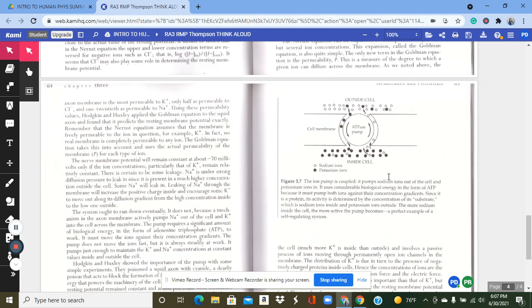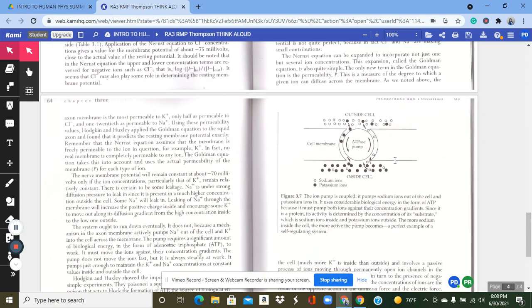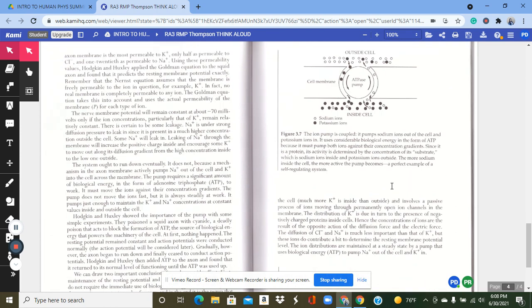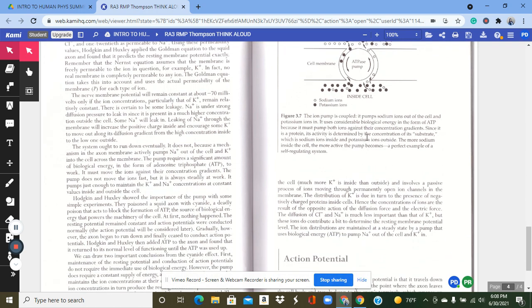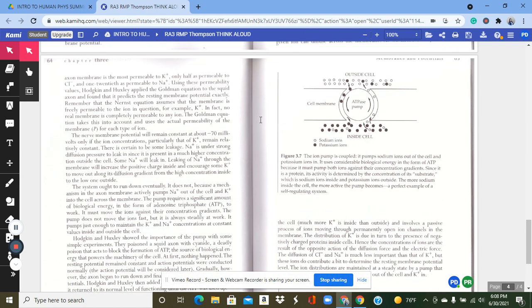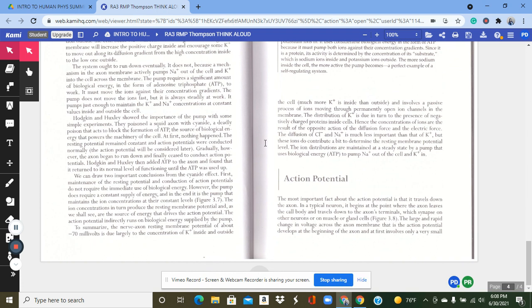So I think figure 3.7 visualized this. As we can see here, potassium ions are being pumped in, and the sodium ions are being pumped out. So, action potential. The most important fact about the action potential is that it travels down the axon. Actually, I do know what the action potential is. I've learned it quite a bit in my AP psychology class, and I think it helped me prepare for all of this neuroscience talk for this topic.